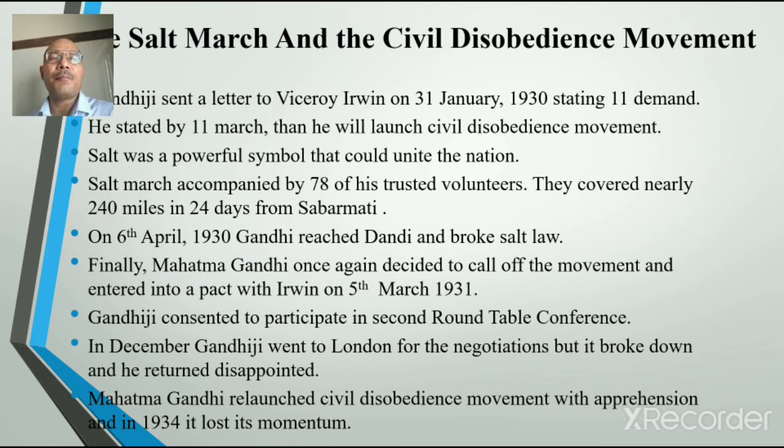Because of that, the people were totally frustrated with all this. And once again, when the negotiations in London broke down, he returned and tried to relaunch the movement. But the momentum that was there in 1931 was never there again.